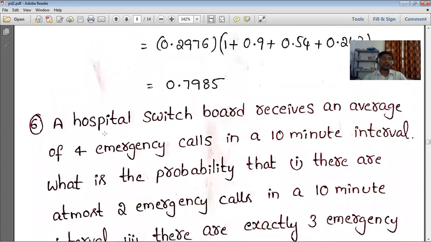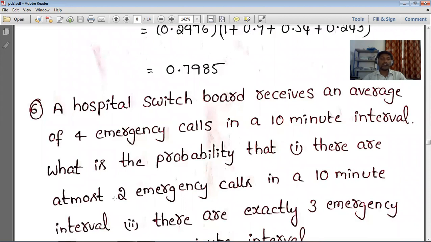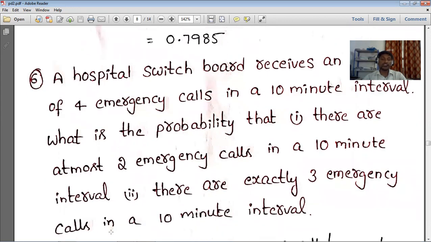Here onwards are step problems. So it means we have to identify what information they gave in the problem, and based on that we need to apply. Okay, see here: a hospital switchboard receives an average of 4 emergency calls in a 10-minute interval. What is the probability that there are at most 2 emergency calls in a 10-minute interval? And second one, there are exactly 3 emergency calls in a 10-minute interval.